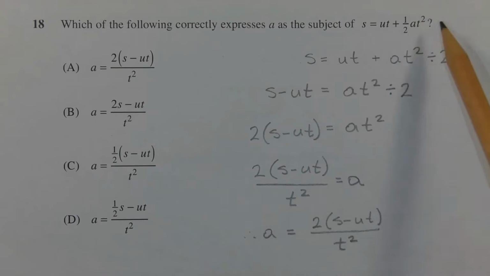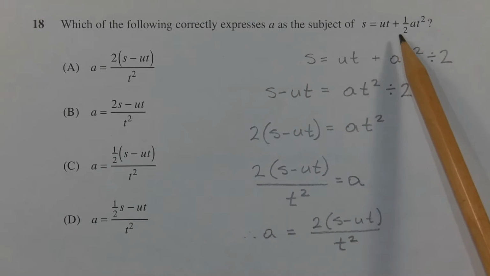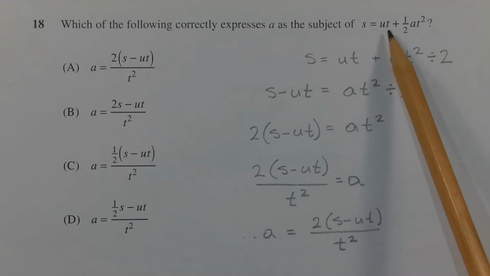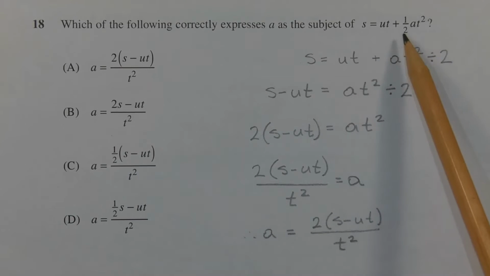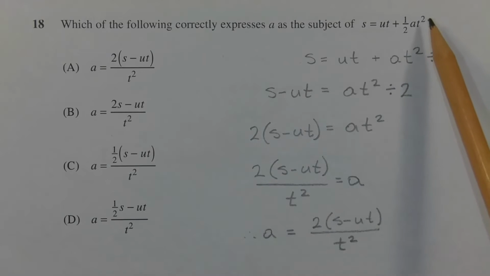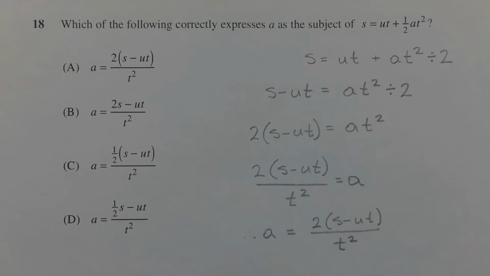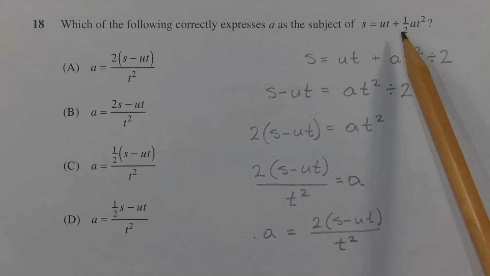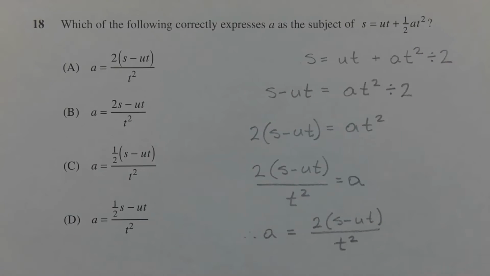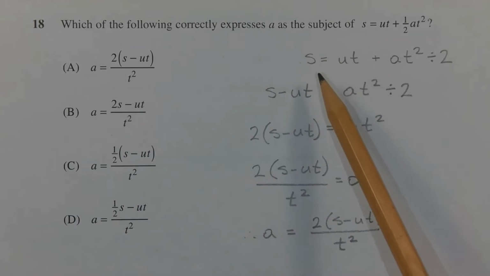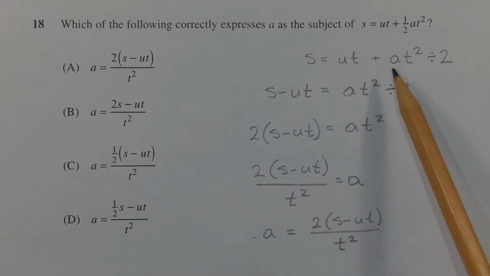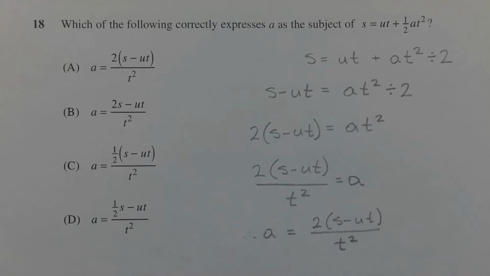So looking at the equation, we have S equals UT plus half AT squared. So that means U times T plus half times A times T squared, or AT squared divided by 2. When we multiply by half, it's equivalent to dividing by 2. So I'm going to rewrite the equation using a division by 2 rather than a multiplication by half. This will make the backtracking or balancing method a little bit easier to apply. So the formula becomes S equals UT plus AT squared divided by 2.